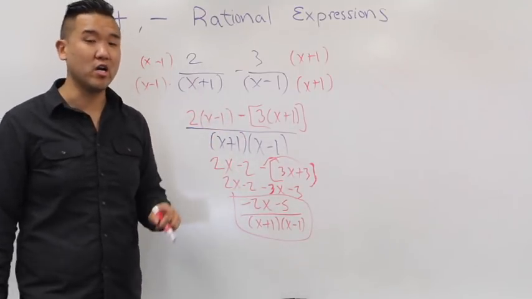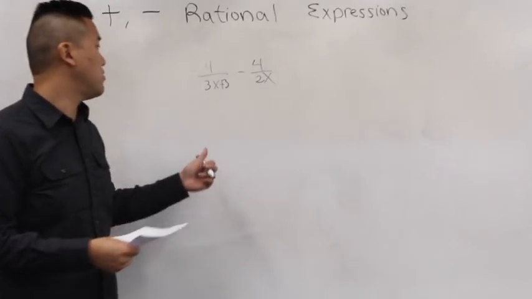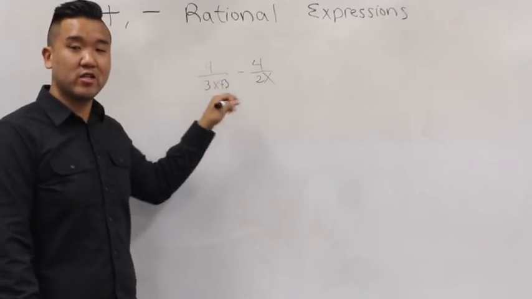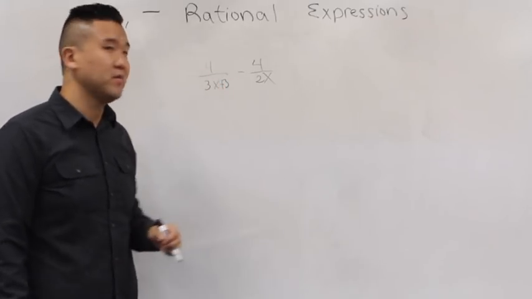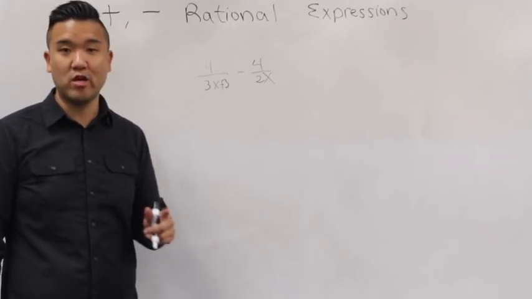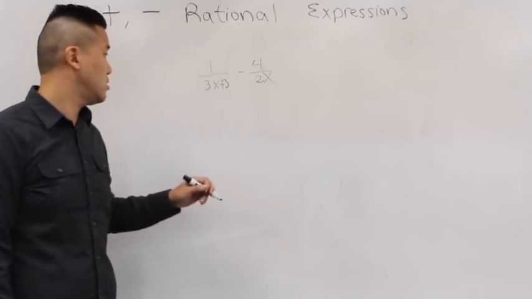Alright, let's try our advanced level. Let's get ready. Alright, our advanced problem, our last problem, right here. Make sure you factor out first, and then see if there are any common denominators. You can multiply them together. Try your best, and I'll give you about 30 seconds to a minute. Good luck, go.